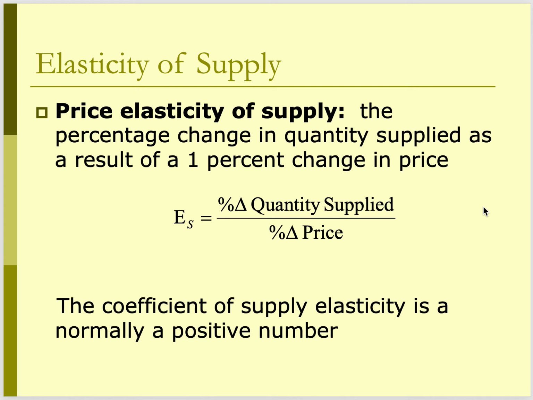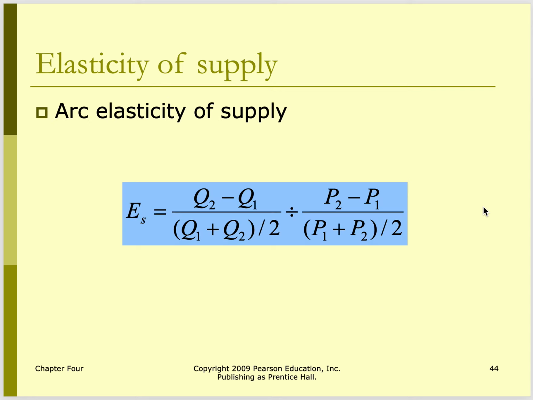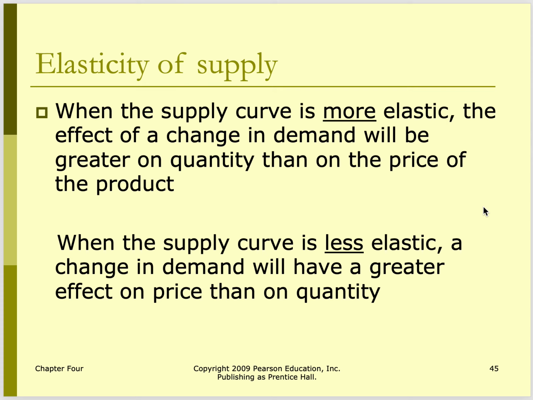Lastly, we want to talk about the elasticity of supply. It's just like the elasticity of demand, except it's on an increasing slope, supply curves are increasing. And so it's a percent change in quantity supplied divided by the percent change in price. Similar formula, exact same formula as demand, except we're talking about a supply curve, not a demand curve.